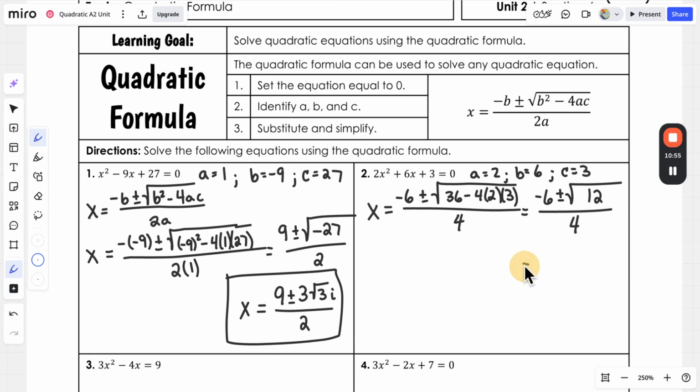The square root of 12 can be simplified as the square root of 3 times the square root of 4. The square root of 4 is 2, so I've got minus 6 plus or minus 2 square roots of 3 over 4. 6 is even, 2 is even, 4 is even, so 2 goes into all of them. Negative 3 plus or minus 1 square root of 3 over 4 is the final, most simplified answer.